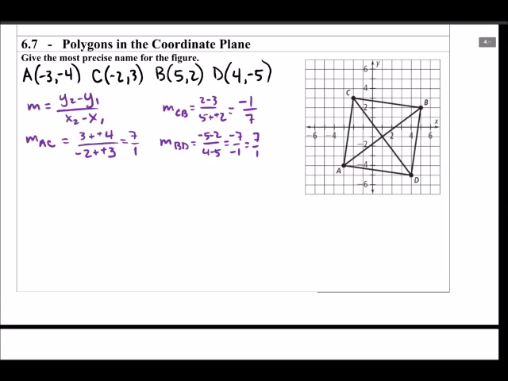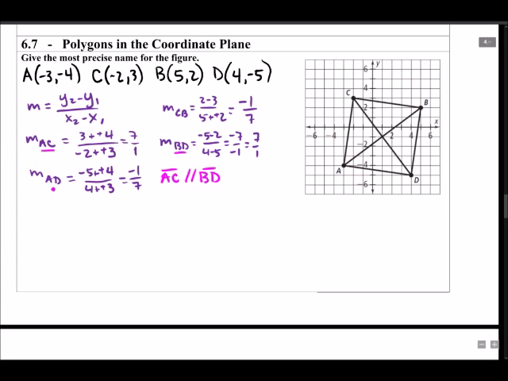And last one, the slope of AD: negative 5 minus negative 4 over 4 minus negative 3. Negative 5 plus 4 is negative 1. 4 plus 3 is 7. So what can we get out of this? We've got these two are going to be parallel. So AC is parallel to BD.